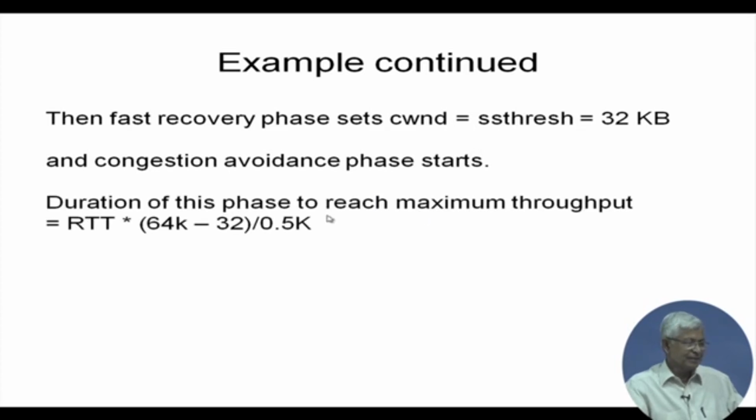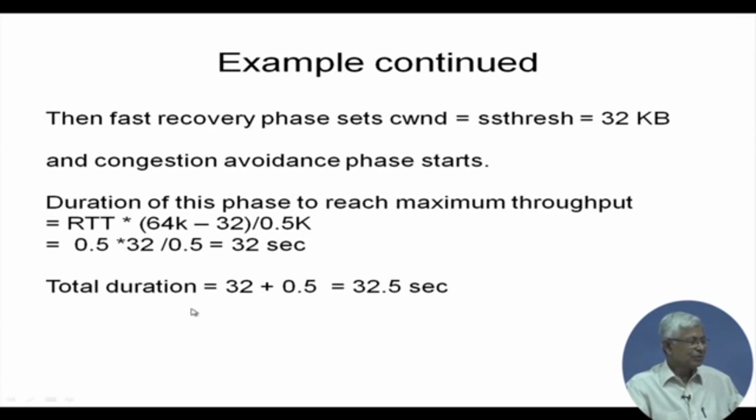Now, the duration of this phase to reach the maximum throughput, which is 64 kilobyte, is (64k minus 32k) divided by 0.5k, that is 32k divided by 0.5, times RTT. So, that makes it 32 seconds, just like our earlier example, it takes that much time. So, the total duration is 32.5 seconds.